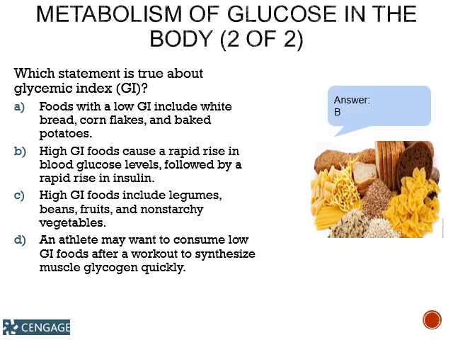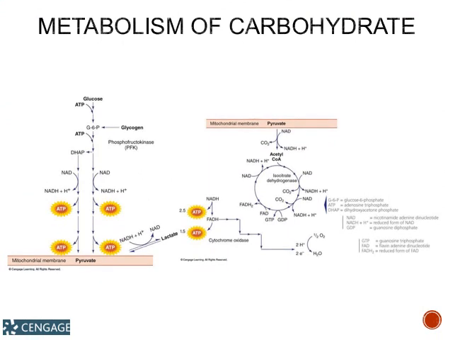The answer is B. The only true statement here is that high glycemic index foods cause a rapid rise in blood glucose levels followed by a rapid rise in insulin. You've seen this picture in the previous chapter. It shows the metabolism of glucose or glycogen being broken down into pyruvate and glycolysis.